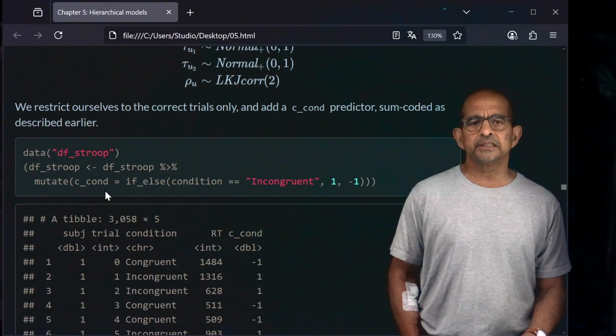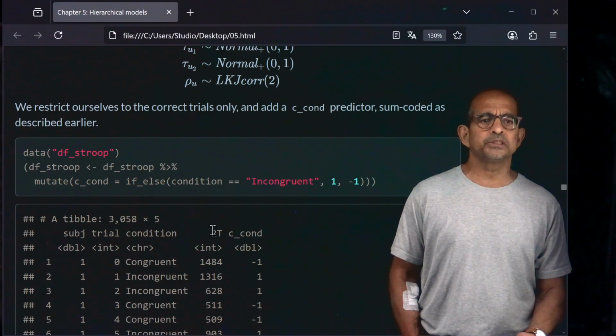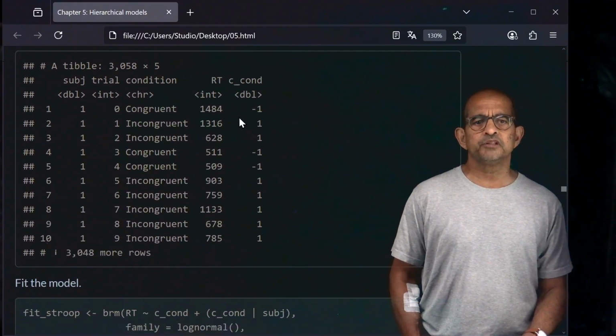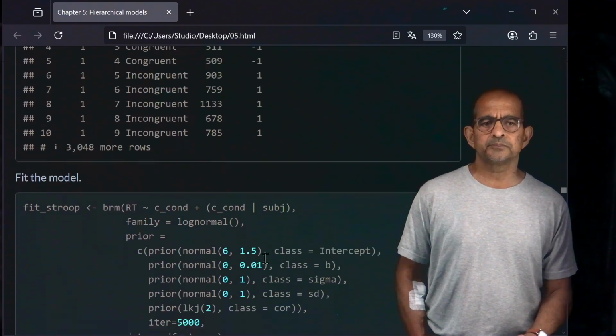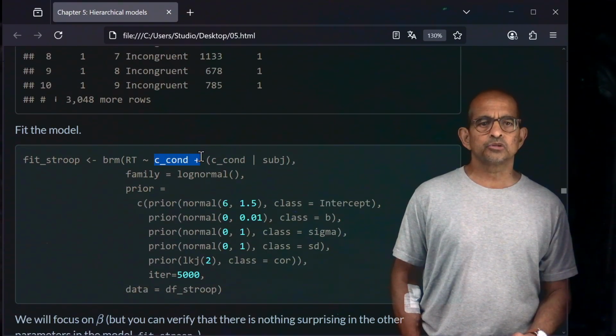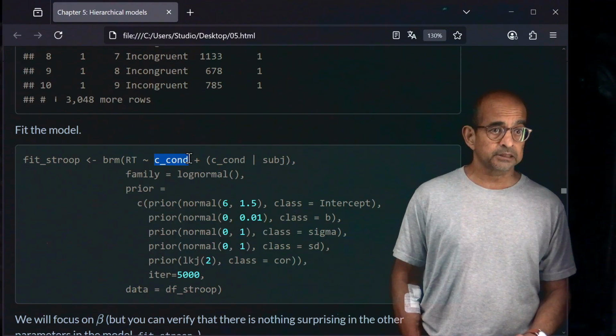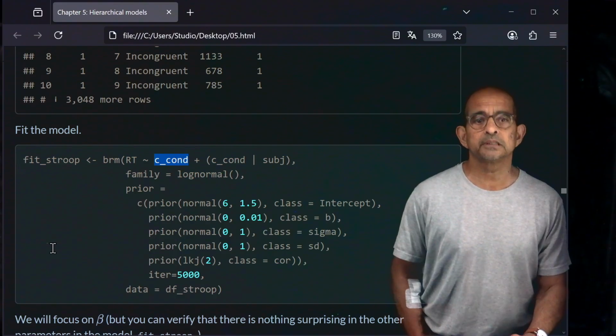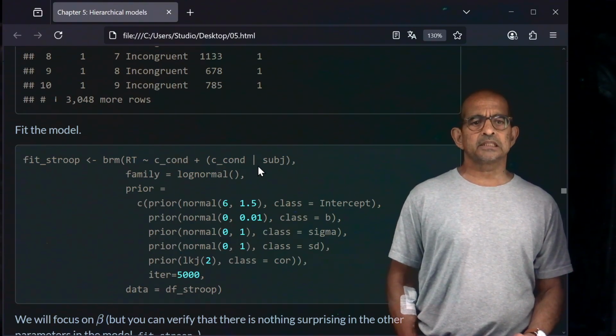Here we are just centering the predictor, the +1 -1 coding that I mentioned earlier. That's how we are setting it up. And so we have a new column, c_cond, which represents the predictor now. This is different from the previous models that I showed you, because now I don't have a continuous predictor. I have a categorical predictor. This can only be +1 or -1 here. Okay, so everything else is the same, nothing unusual here.